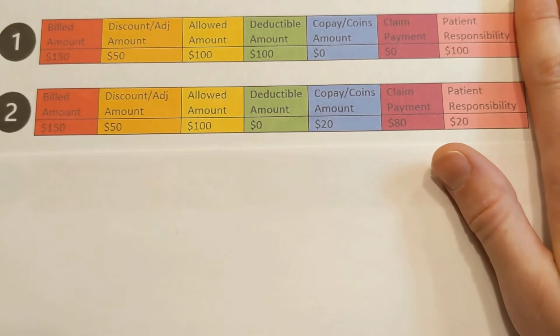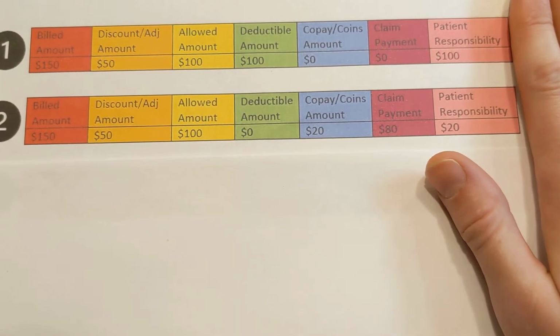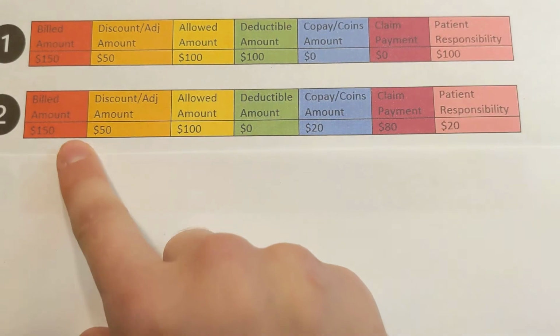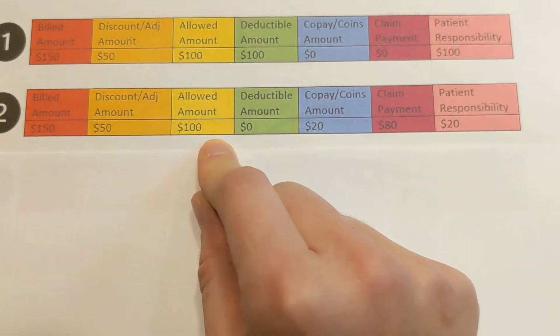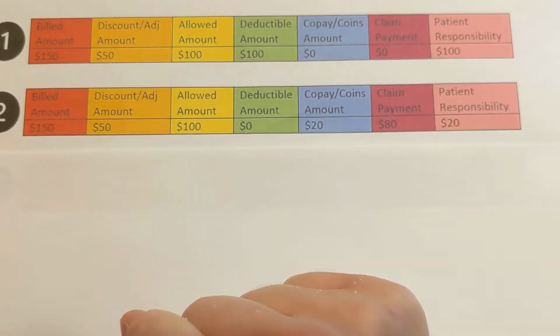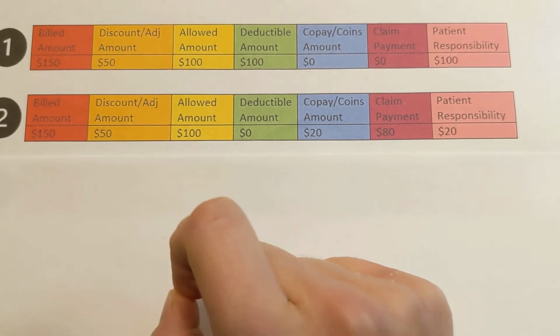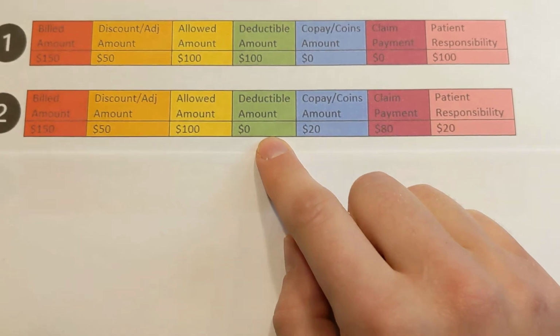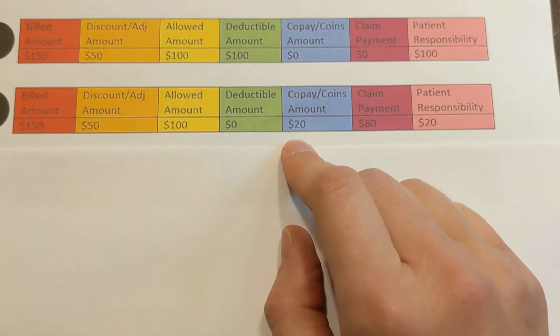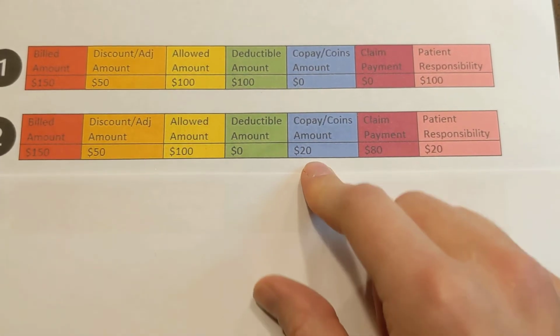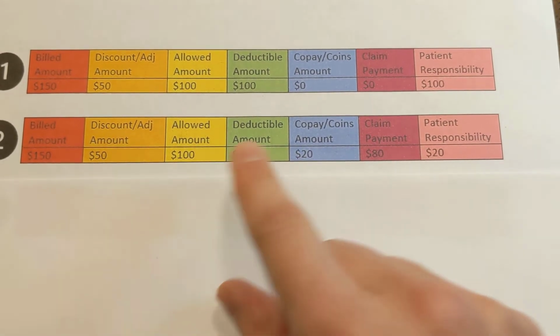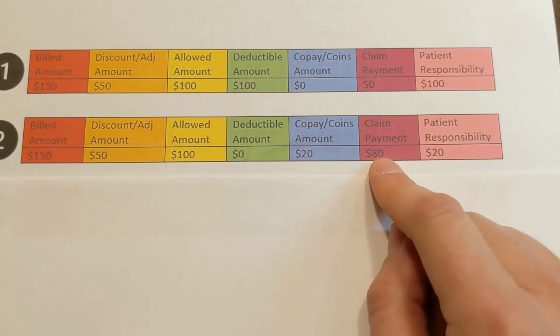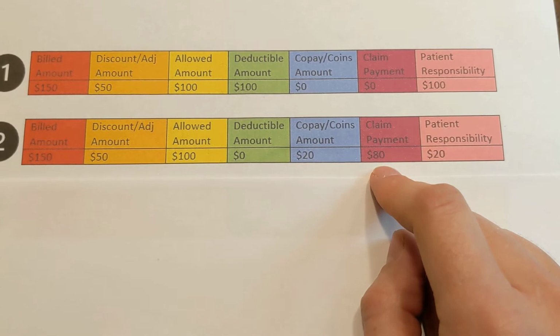Scenario number 2 is somebody that has a copay instead of a deductible. Billed amount's the same, $150. Allowed amount is $100. That's the contracted rate. You still save $50 by using an in-network provider. The deductible is 0. That just means you don't have a deductible that applies to this claim. This person's copay is $20. So $100 minus $20 is $80. That's the amount that the insurance company actually paid the provider.